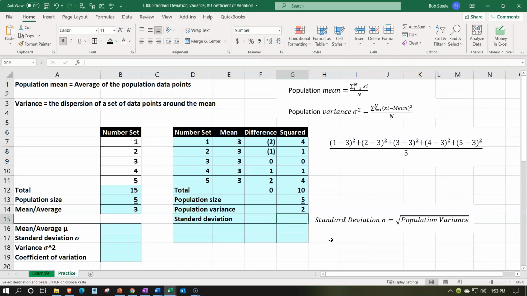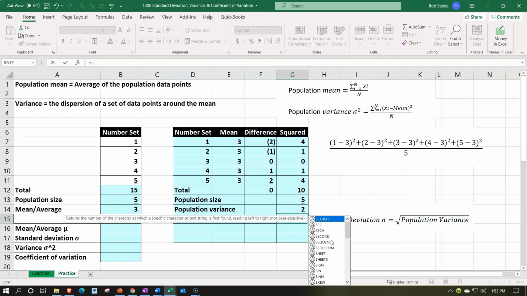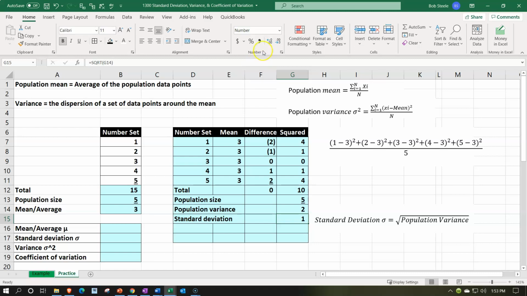So now we could do this with a formula. This would be the square root, which would be SQRT in Excel, of this 2, and then enter. I'm going to add some decimals there, and there we have that. So we just took the square root of the population variance. That gives us our standard deviation.